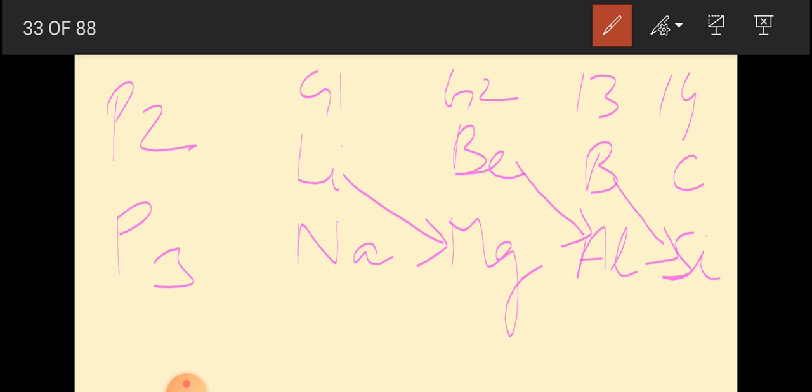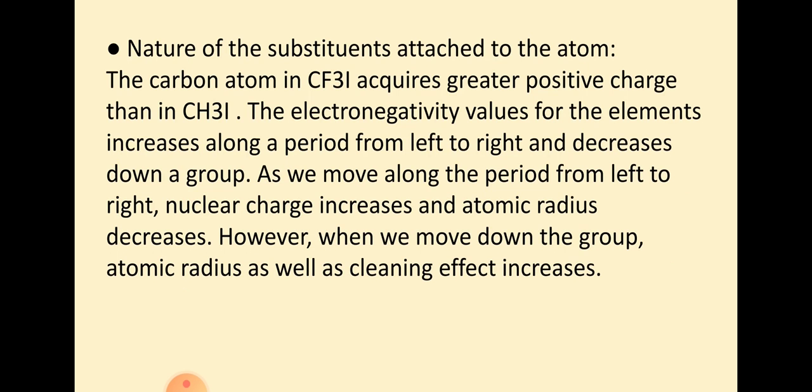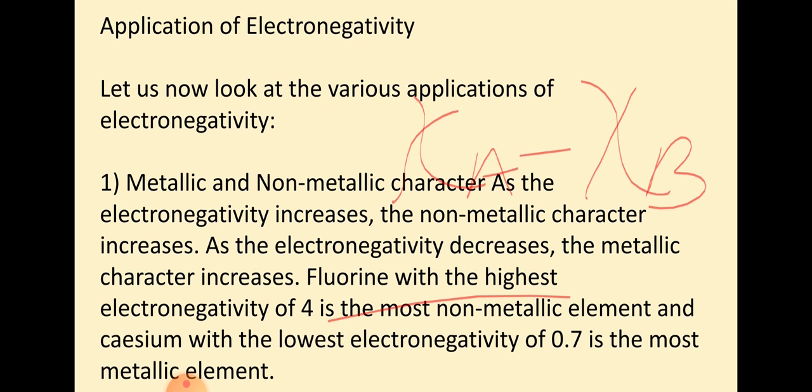The diagonal relationship among various elements in the periodic table may be attributed to the following reasons: their charge-radius ratio is nearly equal, their electronegativity is nearly equal, and their polarizing power is nearly equal. So this was all about this chapter, children.